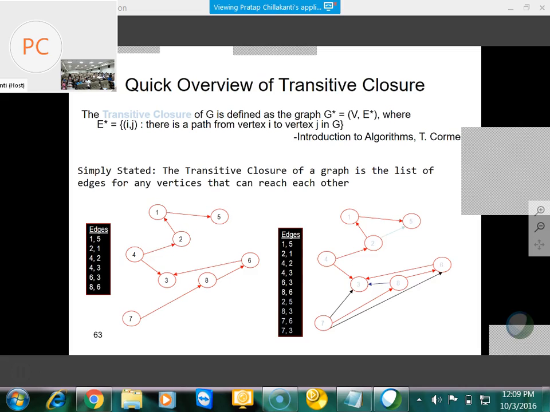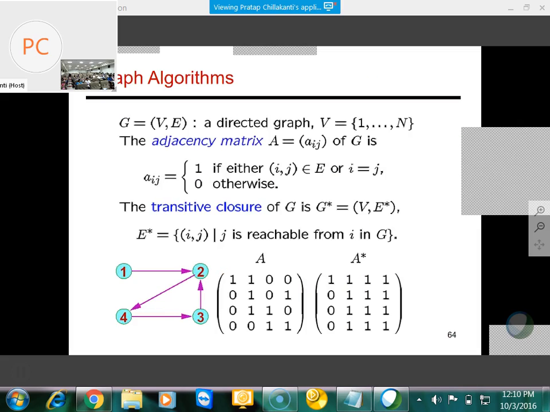It's nothing but the list of edges for any vertices that can reach each other. That's very important. When you are mapping your routes to travel, you need to find the transitive closure of a graph, and once you know it, that in turn allows you to find out the distances. And then you come up with a minimum spanning tree to say, okay, this is the best route for me to take to navigate all the nodes.